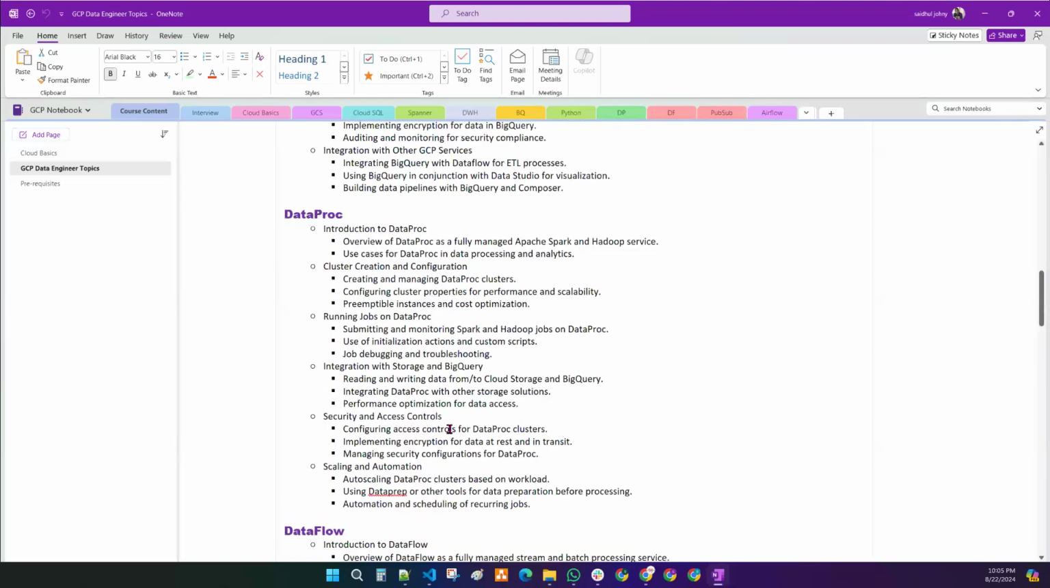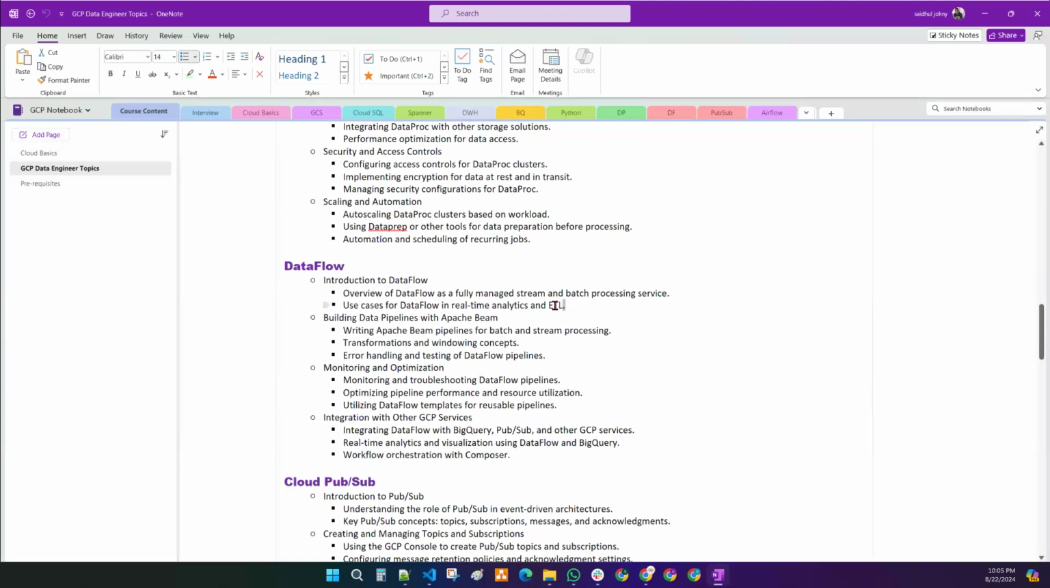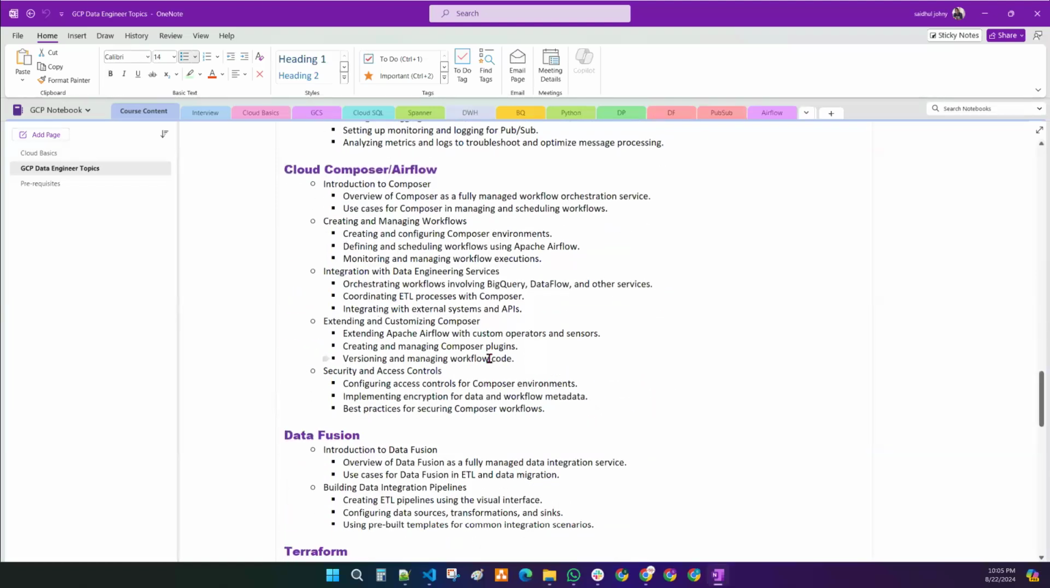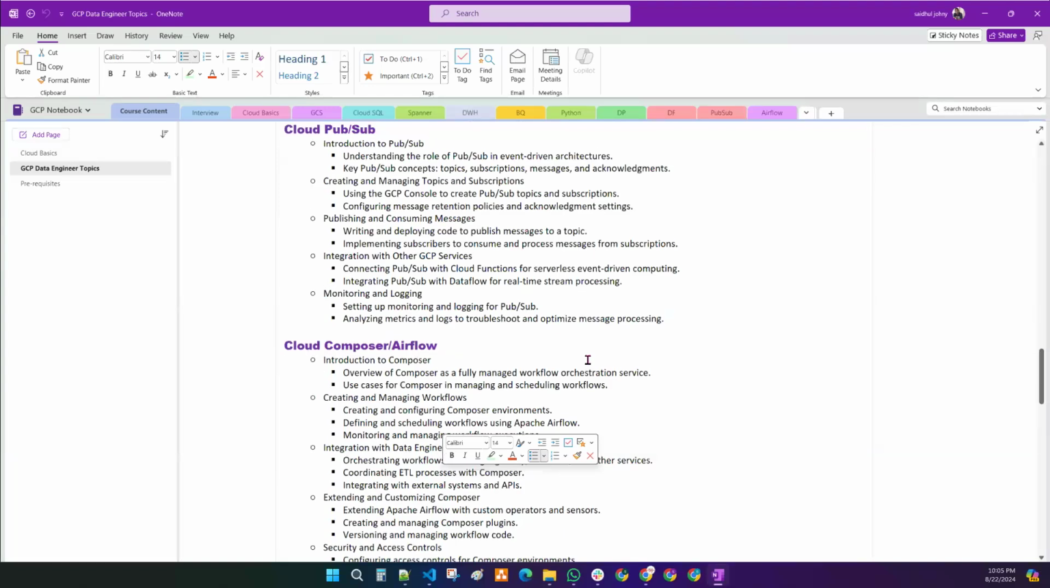You can see ETL somewhere here, and here also, and here also you will be able to see ETL. See, here also you see ETL, right? So these are all ETL tools.